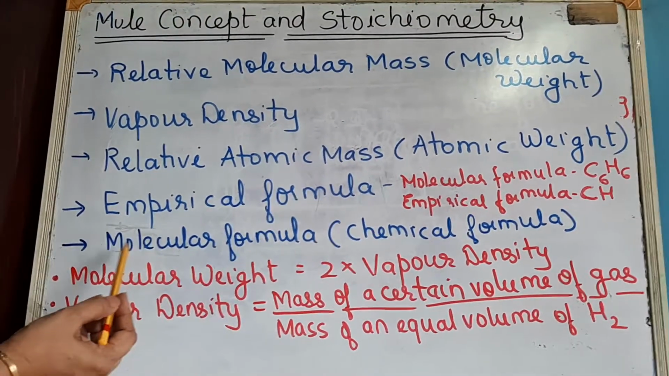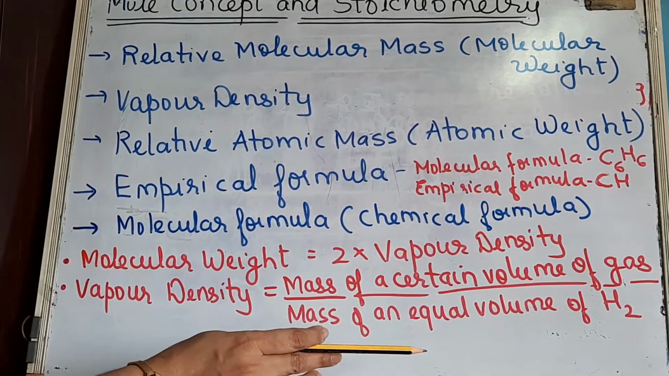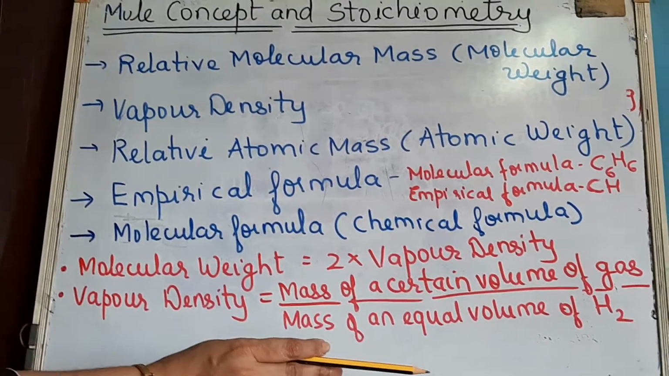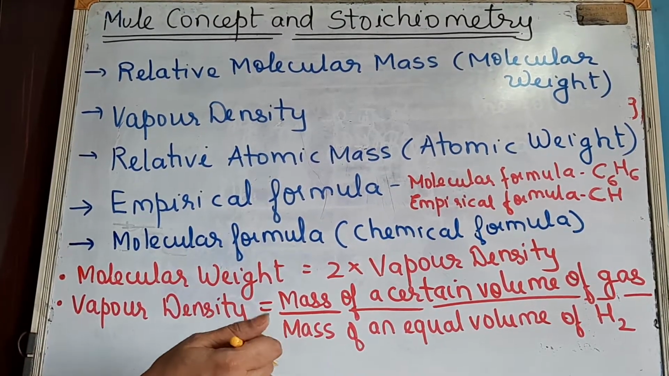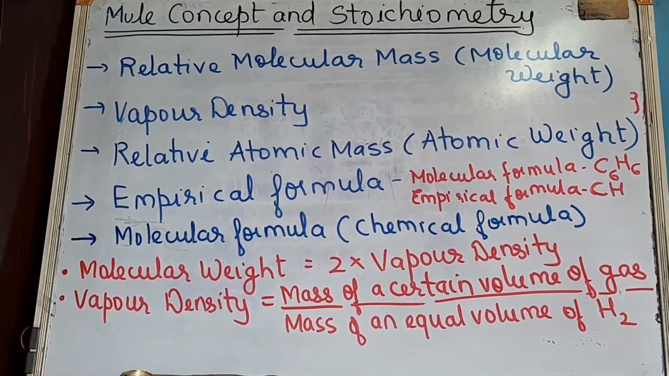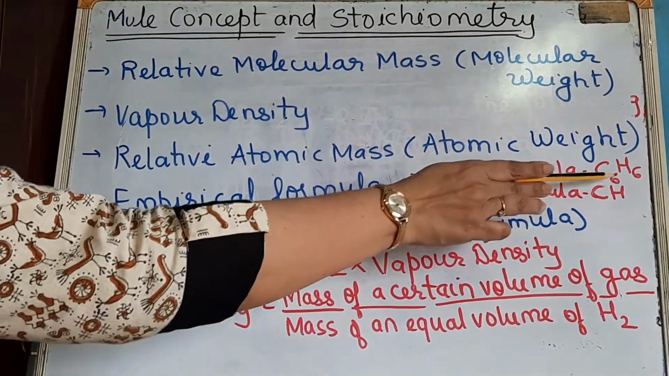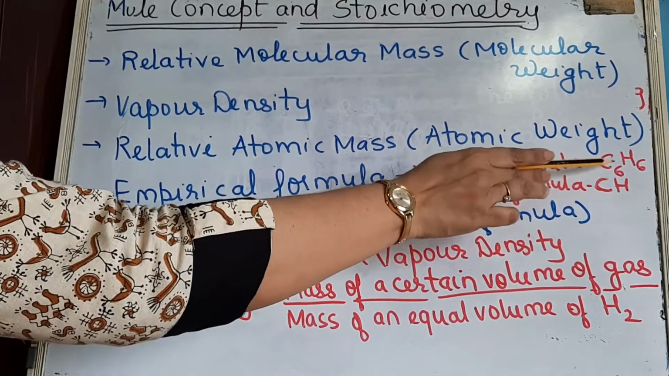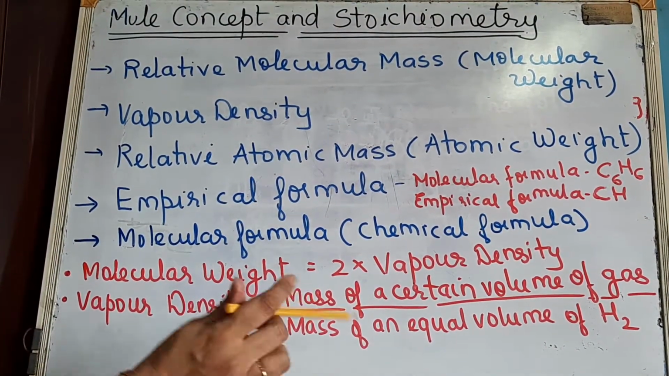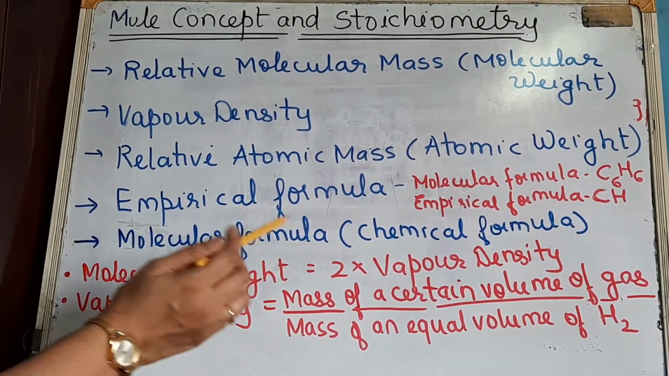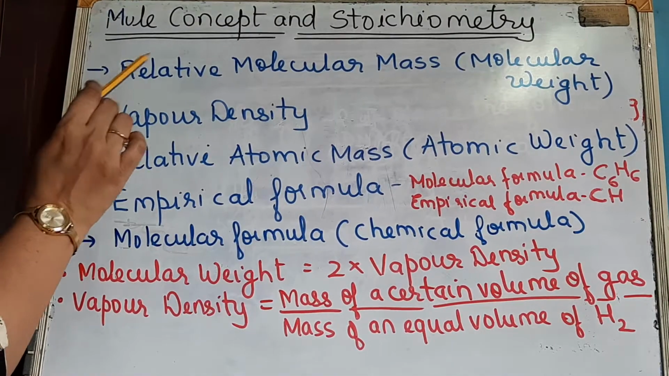Okay, then molecular formula. Now molecular formula is same as chemical formula. Okay, so you know the definition of chemical formula. It indicates the actual number of atoms of various elements present in one molecule of that compound. Okay, so here the molecular formula of benzene is C6H6. So these are the actual number of atoms which are present in one molecule of benzene. Okay, so that is the definition of molecular formula. So you have to remember these 5 definitions. Okay, we will just discuss them again.